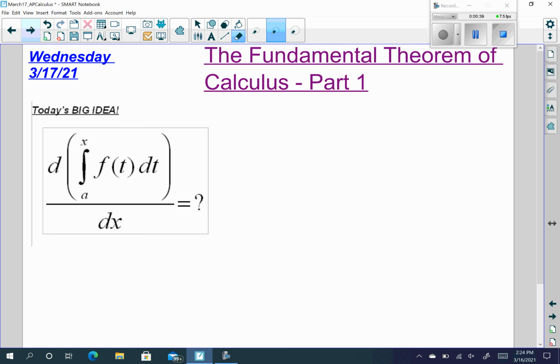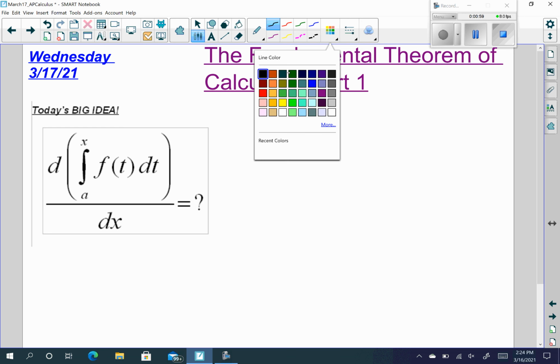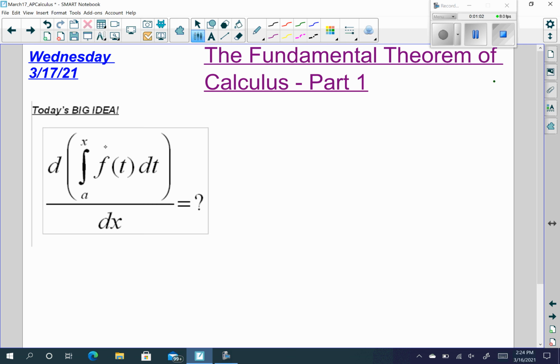All right, so last week we looked at the fundamental theorem of calculus, part 2, of how to evaluate a definite integral. Now we're going to take a look at part 1. So if you look at this notation, carefully copy it down. Notice what's inside the parentheses is an integral, meaning the antiderivative, and then what are we doing on the outside? We're taking the derivative. So this is a way for us to see what happens when we take the derivative of the antiderivative.